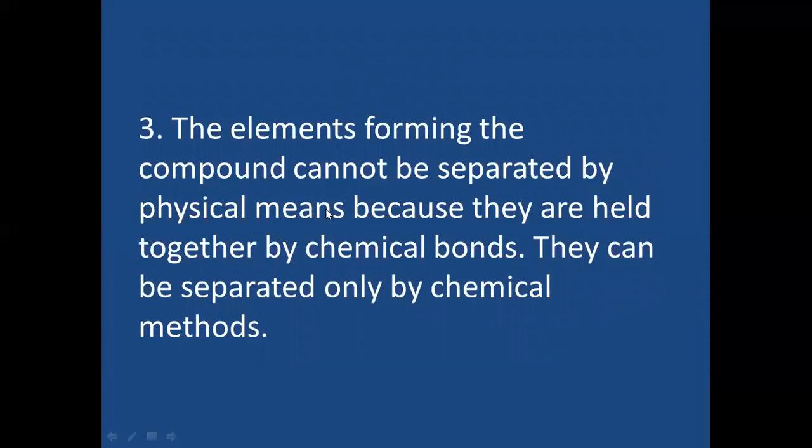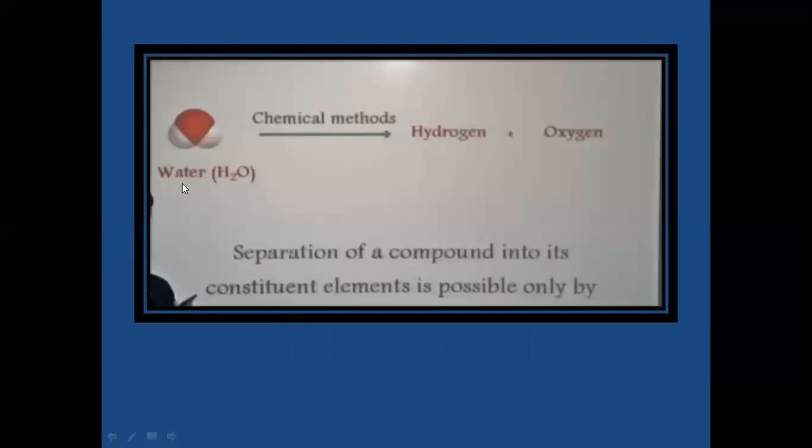The elements forming the compound cannot be separated by physical means. Why can they not be separated by physical means? Because they are held together by a strong bond. That strong bond is called a chemical bond. They can be separated only by a chemical method. We cannot separate them by a physical method. If we want to separate them, then we have to use a chemical method. You can see here water: if you want to break water into hydrogen and oxygen, which are the elements of water, then we need a chemical method. So separation of a compound into its constituent elements is possible only by a chemical method.